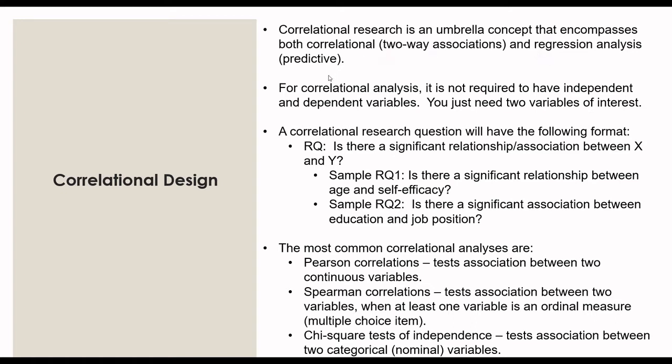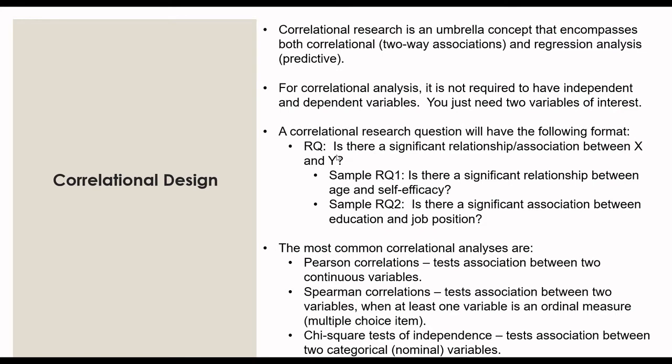So we'll start with correlational analyses. And when you do this type of analysis, you don't need to have independent and dependent variables. You just need two variables of interest that you're trying to connect together. So you don't need to have one variable being dependent on the other. It's generally a two-way relationship. So a correlational research question typically has the following format. And this first one here is just a general template. So you would say, is there a significant relationship or association between X and Y?